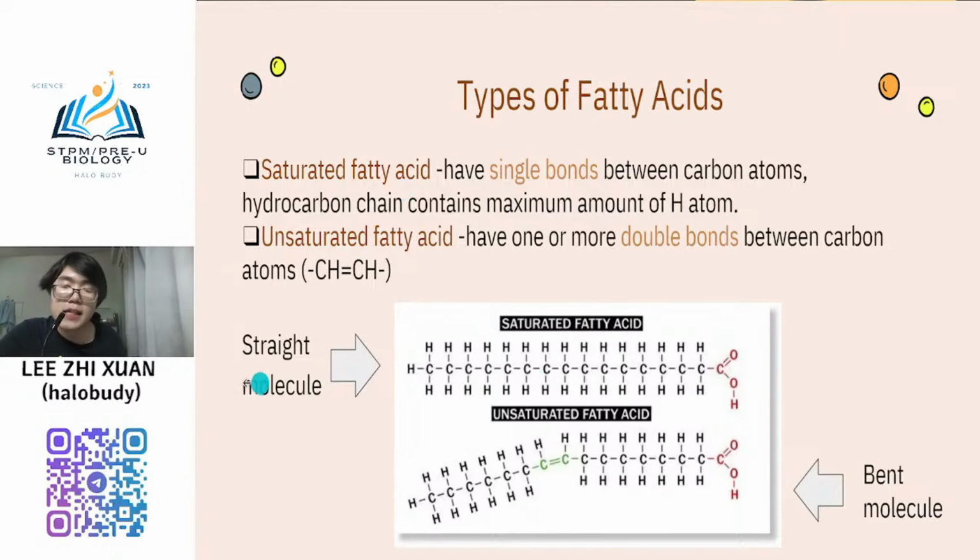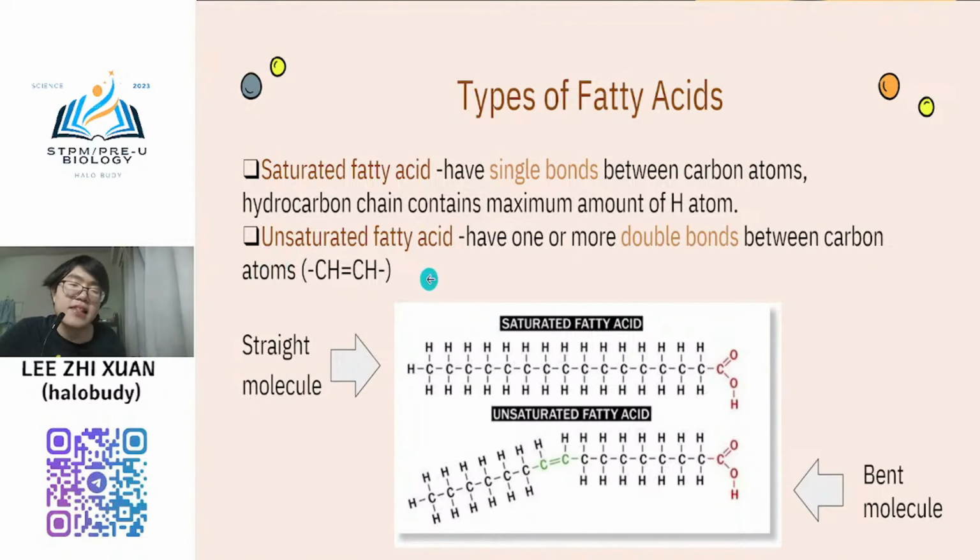Saturated fatty acid is where all of the carbons inside the hydrocarbon chain are single bonded. There is no double bond or triple bond. So you see this structure is totally single bond. There is no double bond except in the carboxyl group. But we consider the hydrocarbon chain, there is no double bond or triple bond.